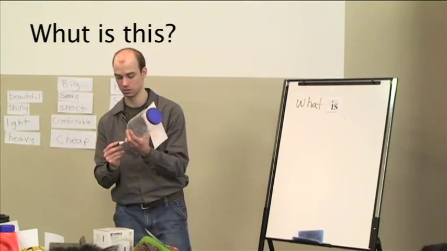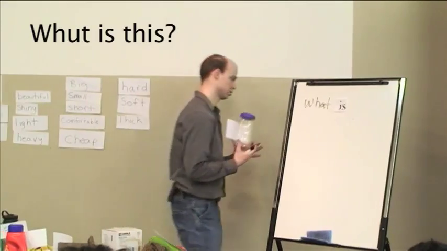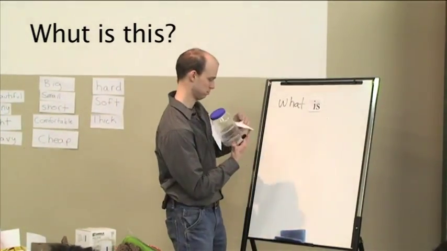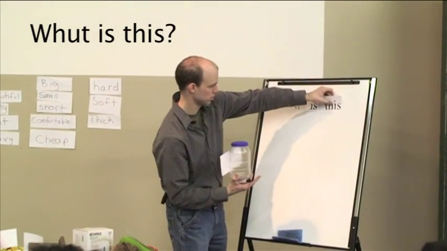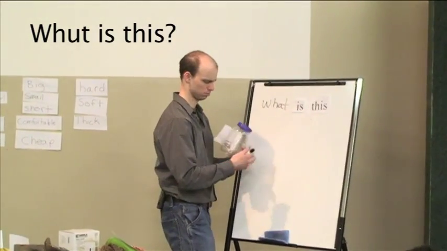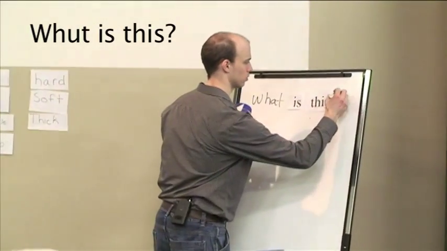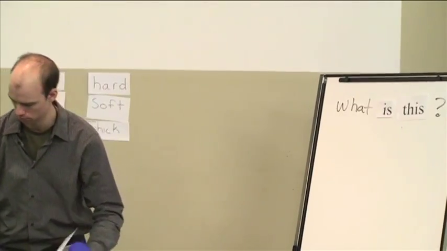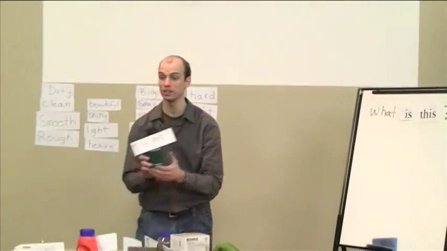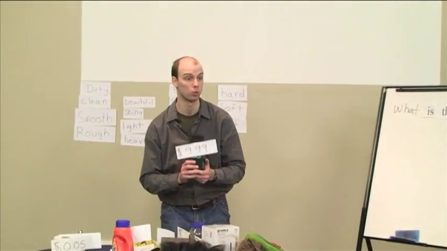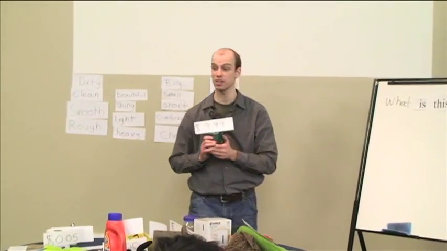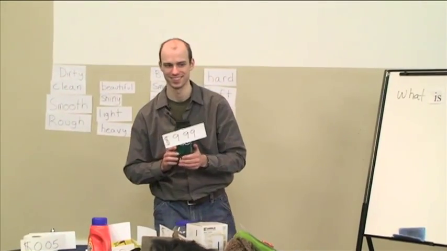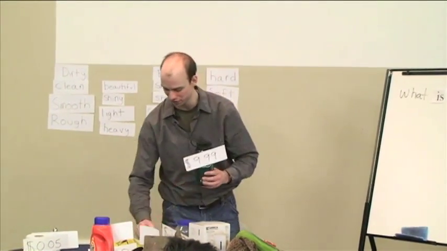What is this? Good. We have that word back here somewhere. What is this? Question mark. Good. Okay. Good. So let me ask you, what is this? A water bottle. It's a water bottle. Good. Can you say that in a full sentence? The bottle of water. This is a water bottle. Very close. Very close.